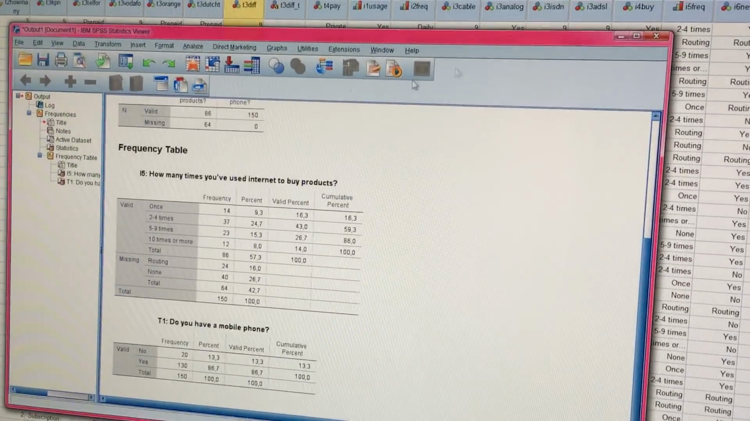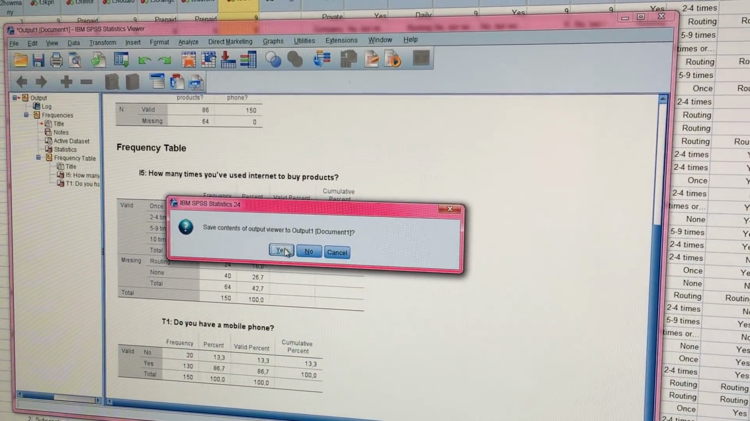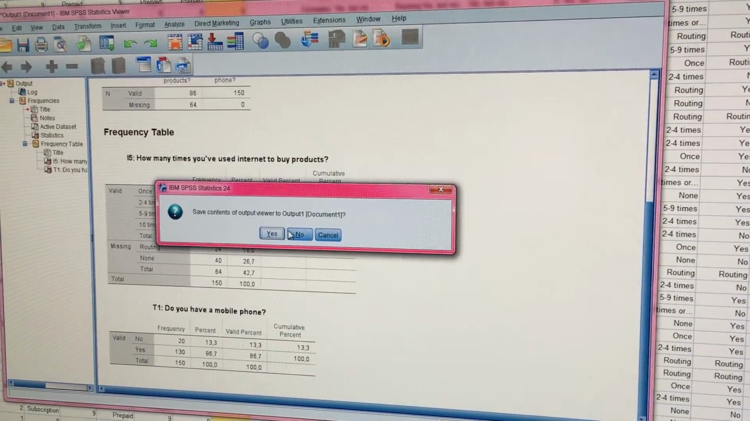Okay, next up. I just click it away. Do you want to save it? Yeah, you save it, keep it, or no, I don't want to save it.